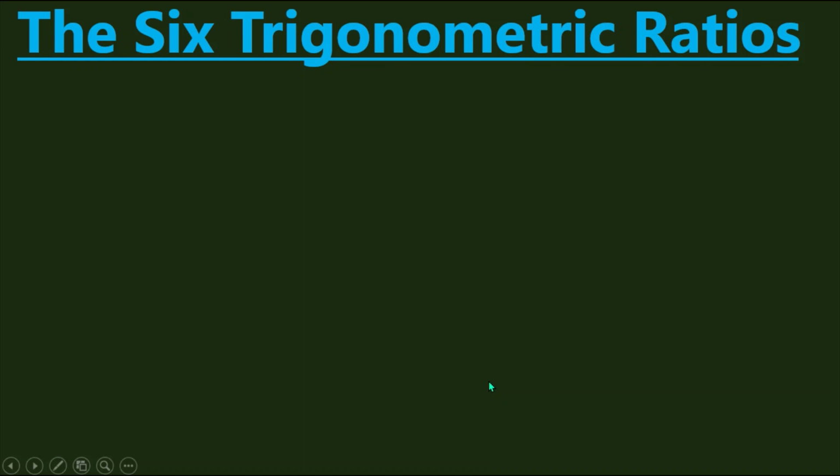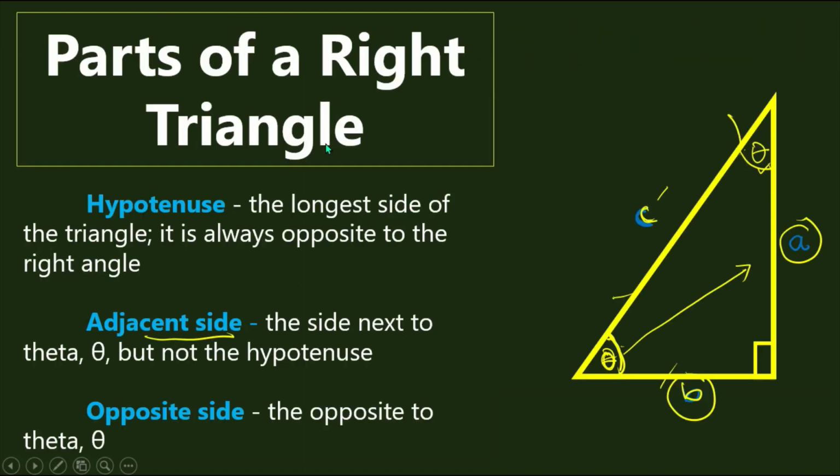So we have identified the parts of the right triangle. The hypotenuse, that is the longest side of the right triangle. And then the adjacent, when we say adjacent, that is the one beside. And the opposite side, that is the side across from or facing theta. When we say theta, that is the angle. We refer to it as an angle.